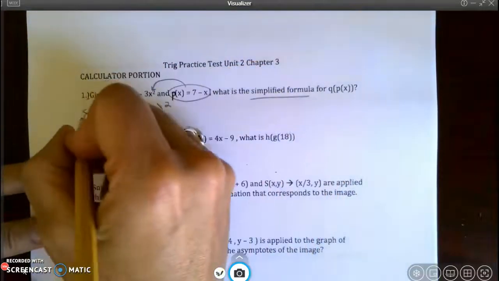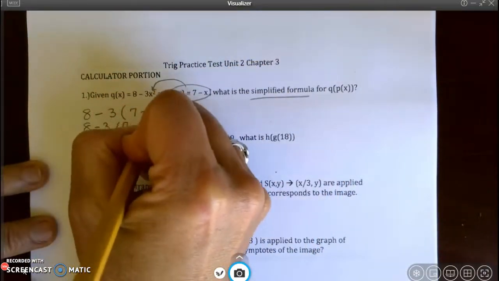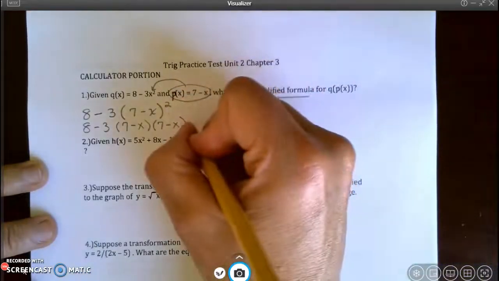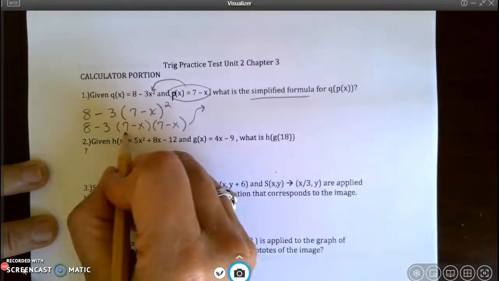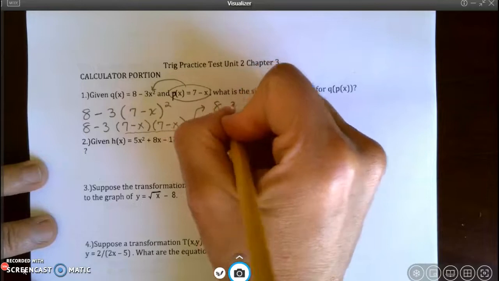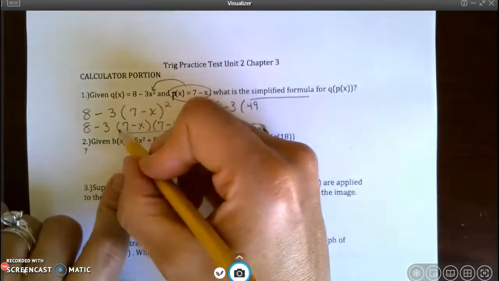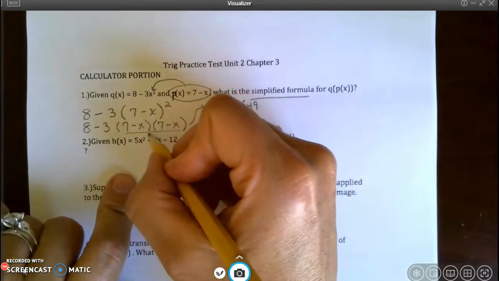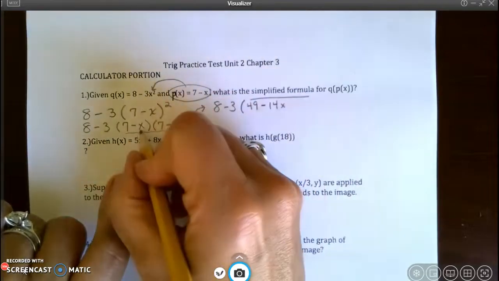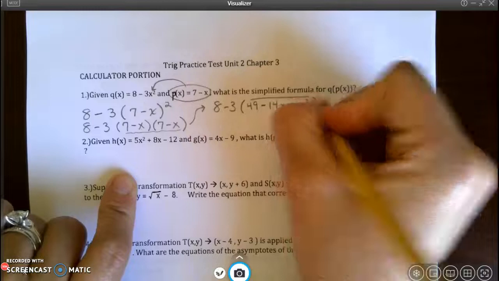So let's start doing some of our simplifying. 8 minus 3 times 7 minus x times 7 minus x. All right? I am now going to go ahead and do this part right here. 7 times 7 is 49. Outers is -7 and inners is -7, which gives me -14x. And a negative x times a negative x is a plus x squared.